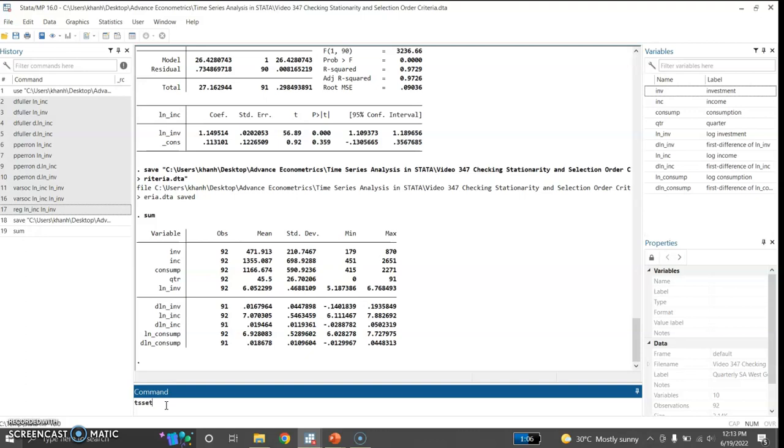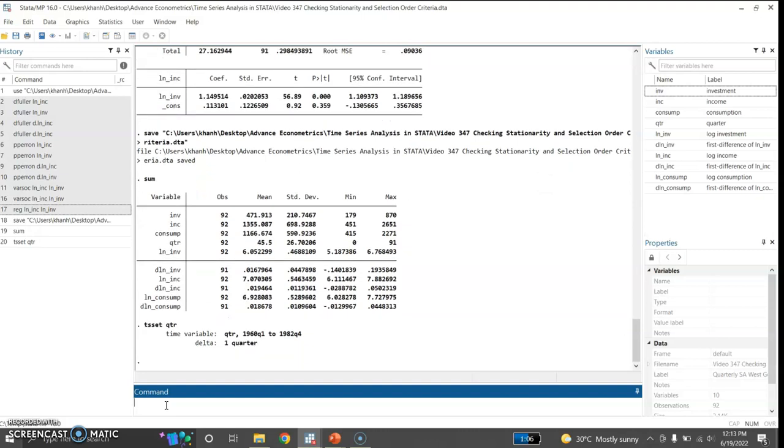So first of all, I would like to set this data as a time series set, and since this is quarterly data, so I will write QTR. So I have set this as time series data.